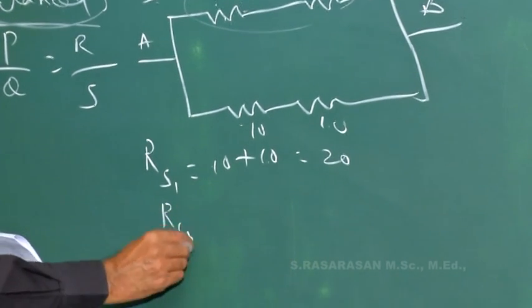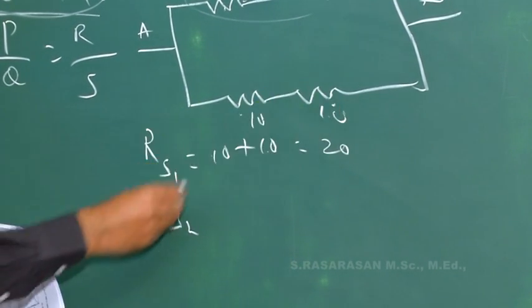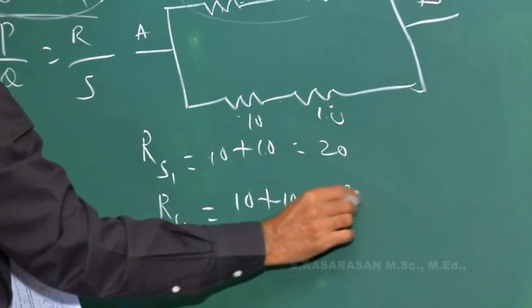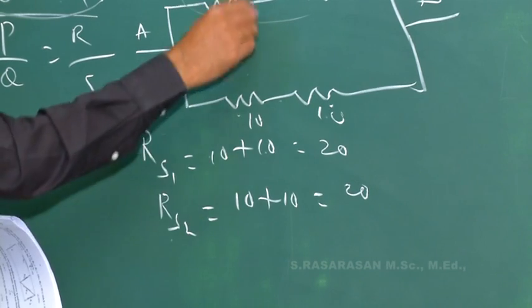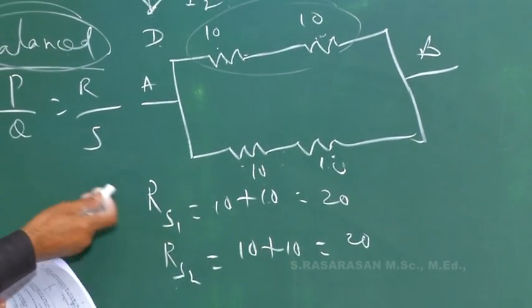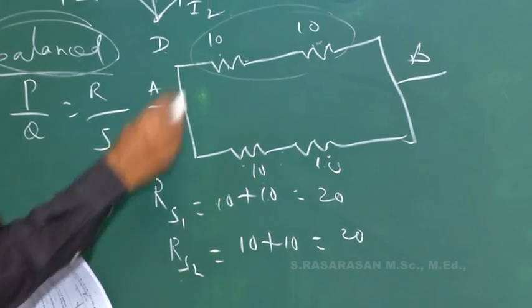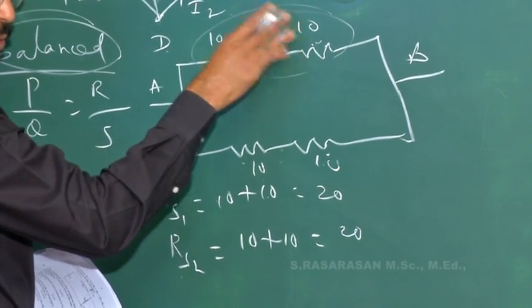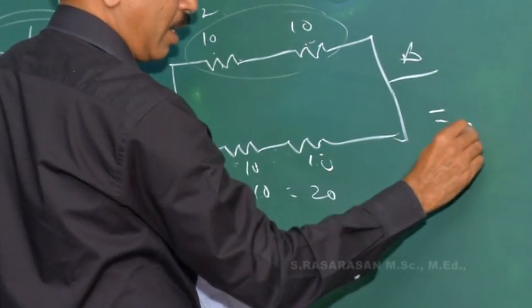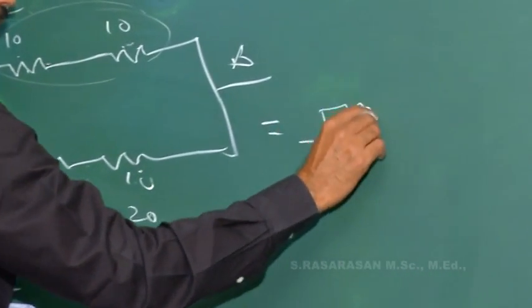Similarly, for RS2, these two are in series. So what is the effective resistance in this combination? It is 10 plus 10, so it is 20. Now these two combinations are in parallel to each other. Am I right? Each combination is 20 ohm. So draw the equivalent circuit.